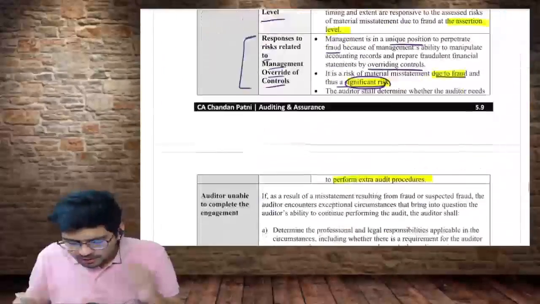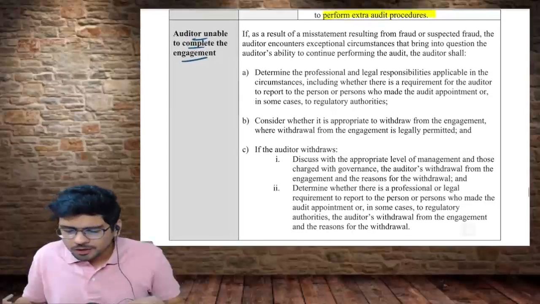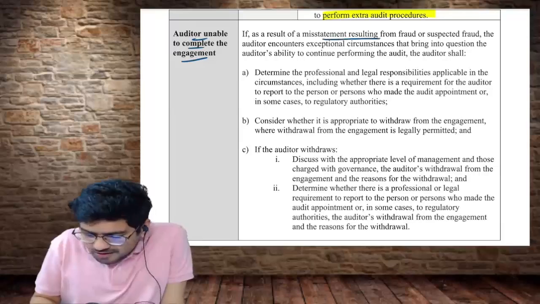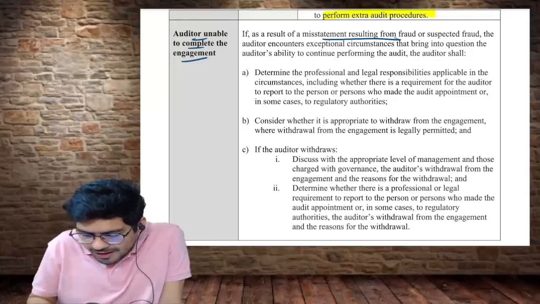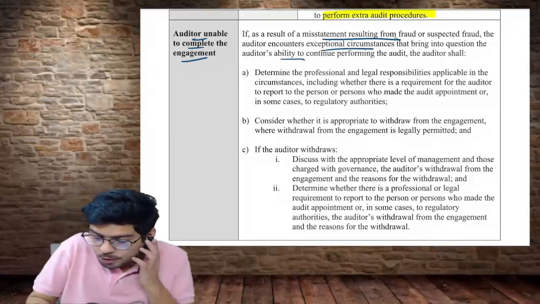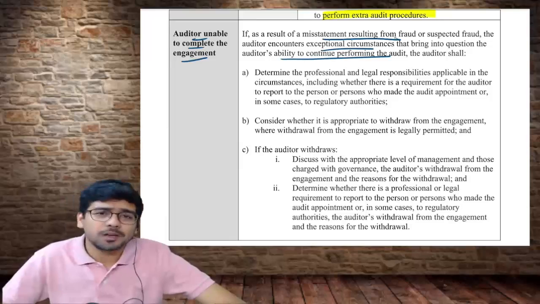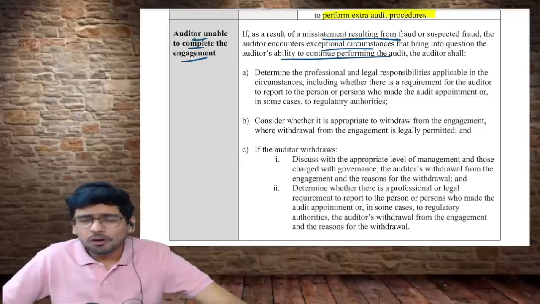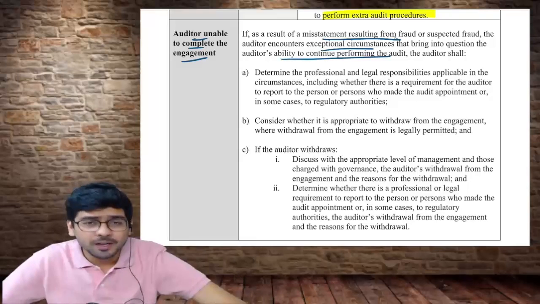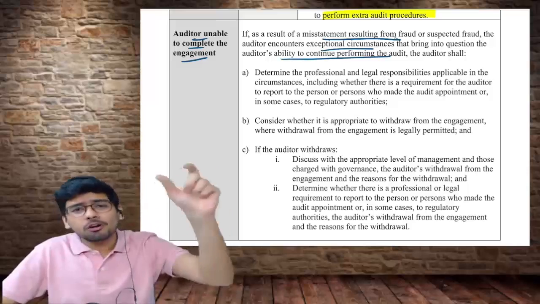Okay, but now the last point is the auditor being unable to complete the engagement. Just see, if as a result of misstatement resulting from fraud or suspected fraud, the auditor encounters exceptional circumstances that bring into question the auditor's ability to continue performing the audit, he may think of withdrawing from the engagement. So if there is a lot of fraud involved, he may not continue with the audit, but if he leaves the engagement, he might have some duty to inform regarding the fraud to appropriate persons.